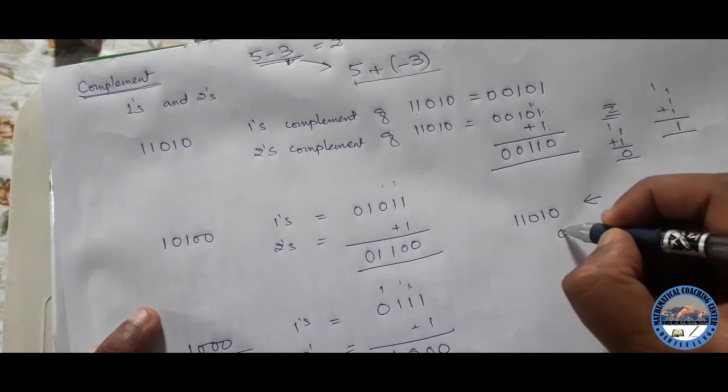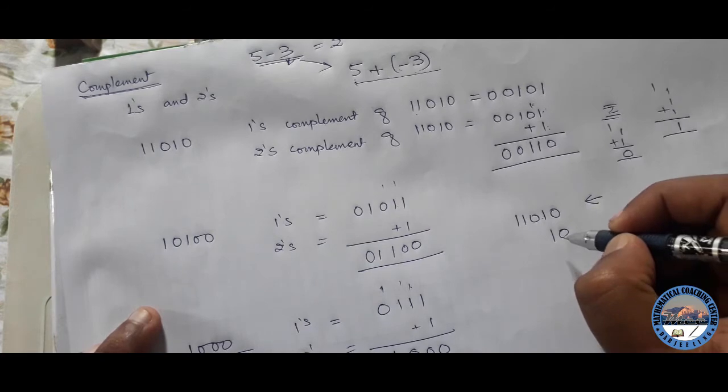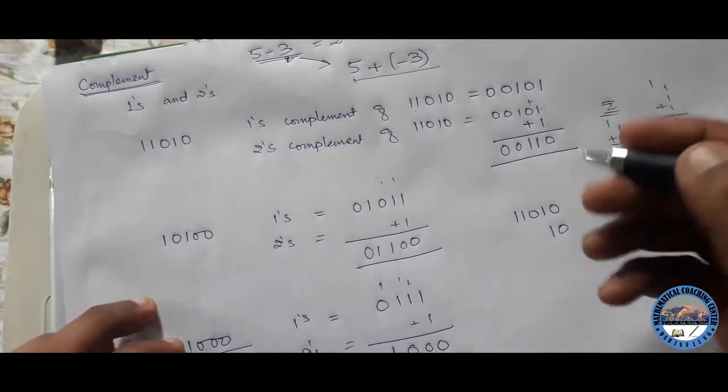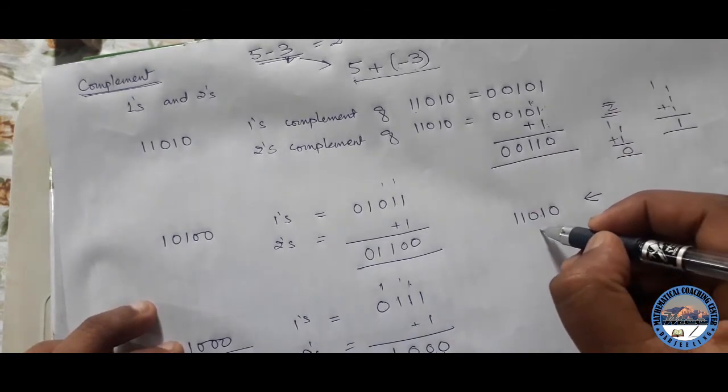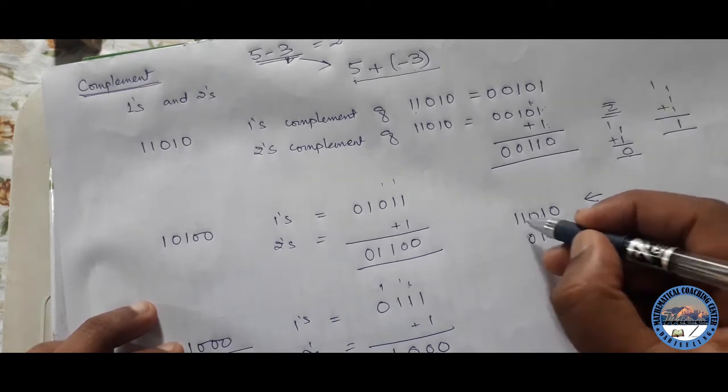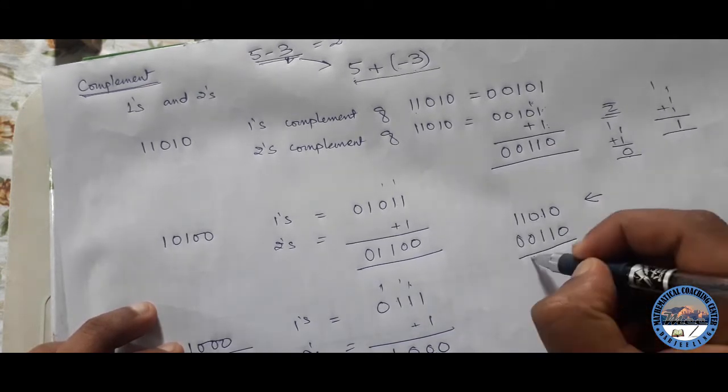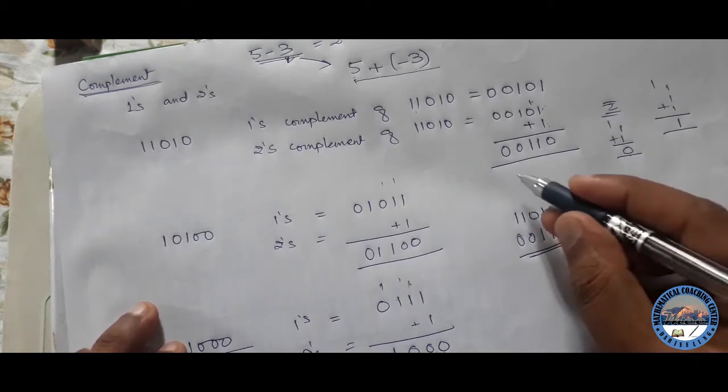So 0 will become 0. The first one will be copied as it is. Now after that we are going to reverse the digits, means 0 will become 1, 1 will become 0, 1 will become 0. So this is the twos complement, and this is the direct method. Check the answer.